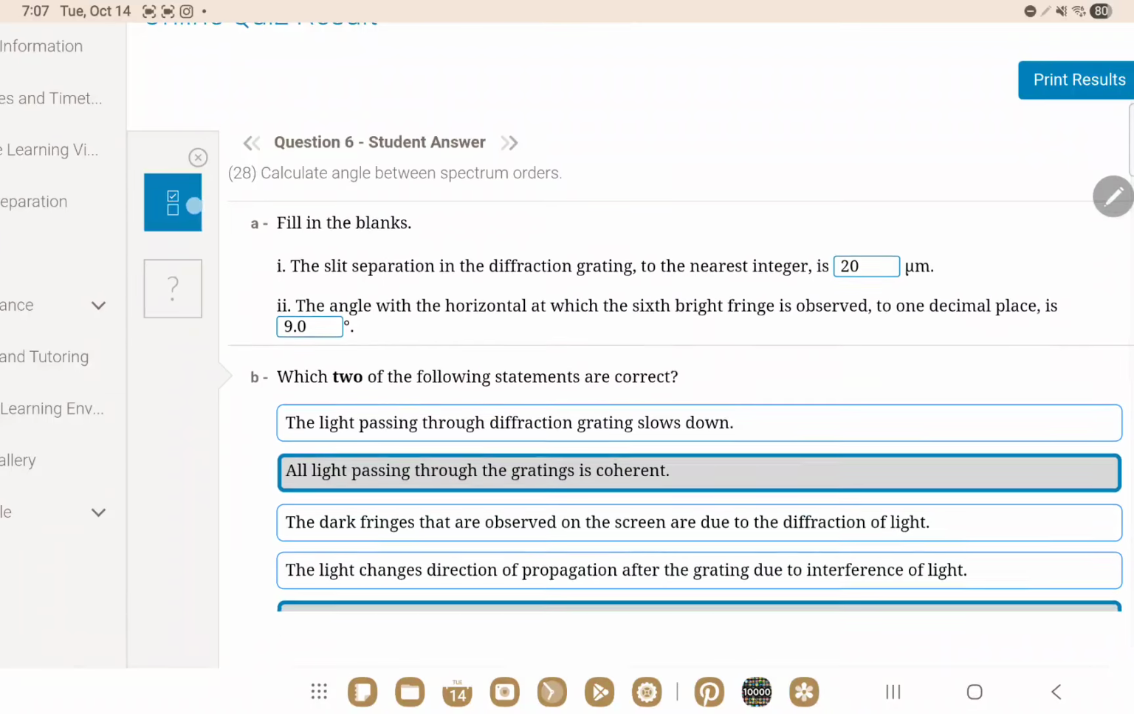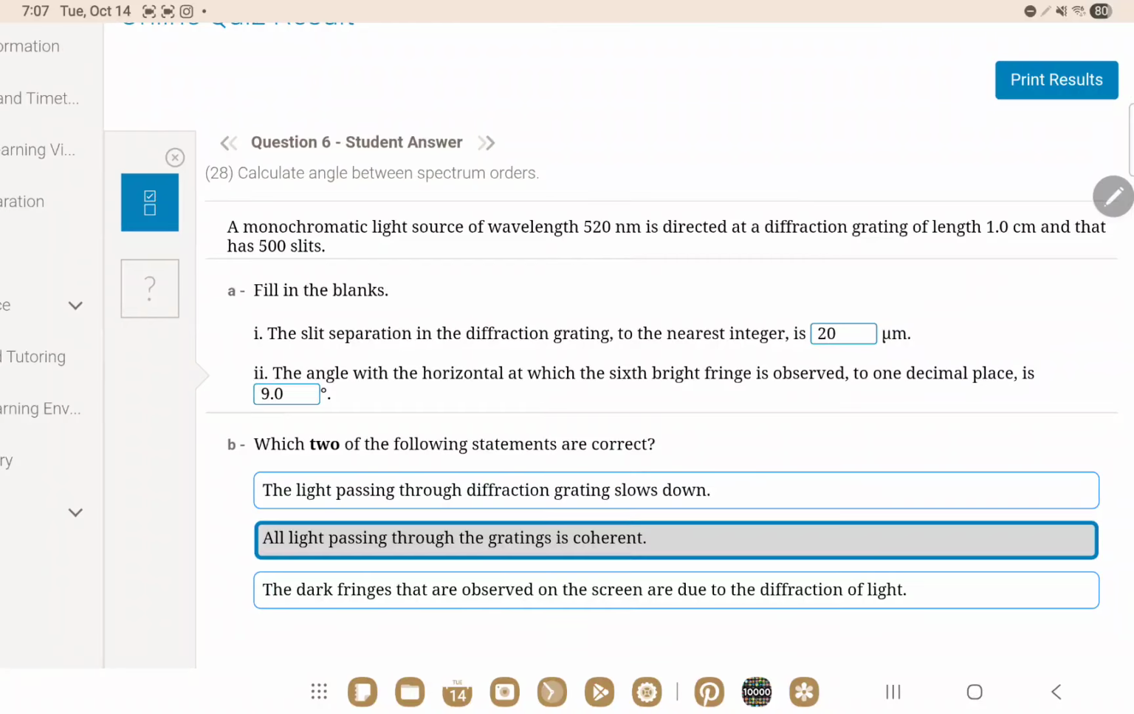Moving on. You have a monochromatic light source of wavelength 520 nanometers, this is our lambda, and the diffraction grating of length 1 centimeter, so it's 0.01 meter, and it has 500 slits. They want the slit separation. To do that, you do the length of the grating over the number of slits, so you do 0.01 divided by 500 slits. You're going to get 2 times 10 power negative 5, which is basically 20 micrometers.